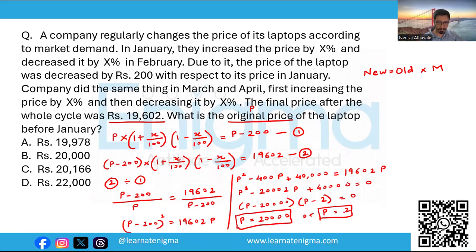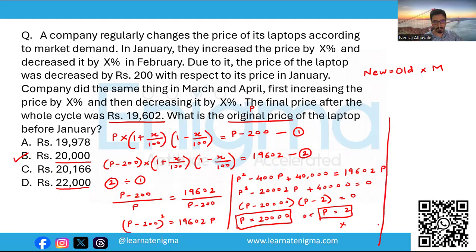Now obviously P is equal to 2 is not possible because after decreasing the price is becoming 19,602 and therefore the answer will be 20,000. Now always remember, whenever we are asked about the original price, it will be most probably a round figure number. So it is only possible that it will be 20,000 or 22,000.